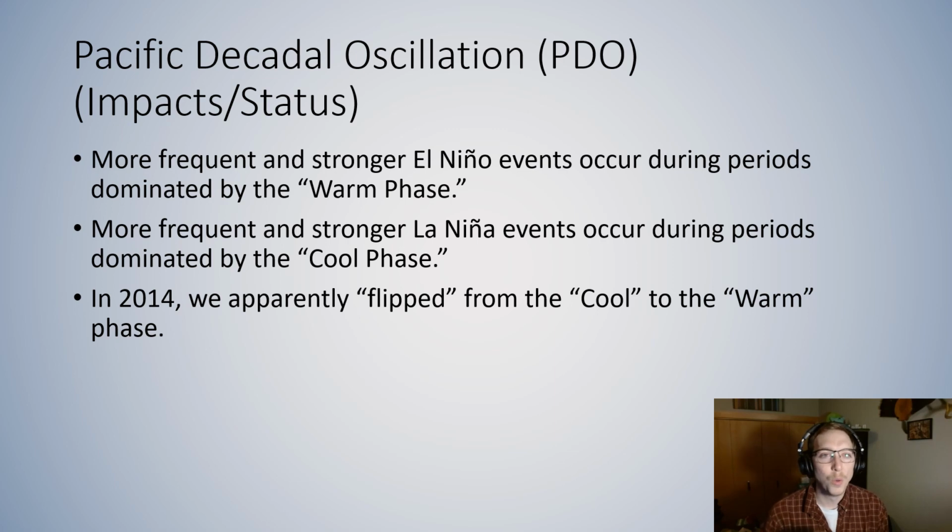So what does that do? Well, more frequent and stronger El Nino events occur during periods dominated by a warm phase, a warm PDO. More frequent and stronger La Nina events occur during periods dominated by a cooler phase. In 2014, we think we flipped from a cool to a warm phase. So potentially more intense El Nino events than we would typically have.